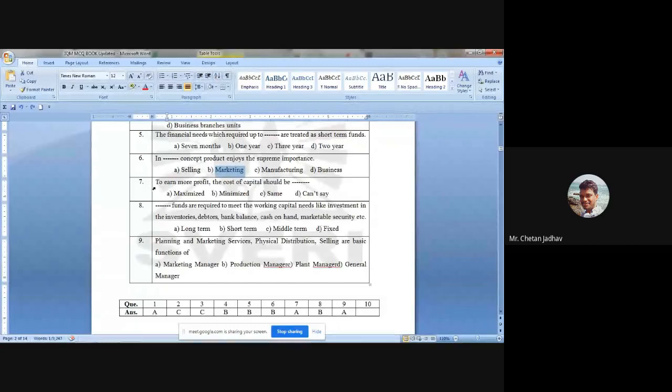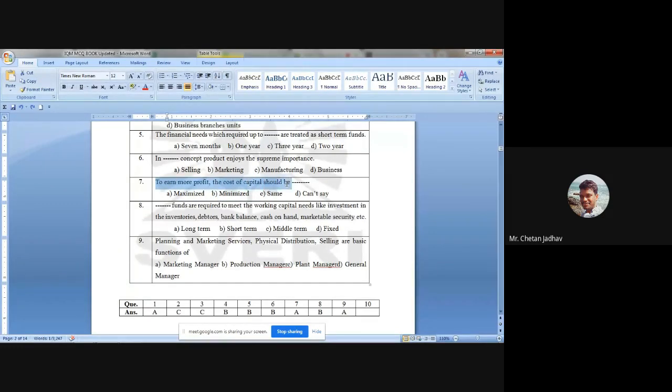Then next, to earn more profit, the cost of the capital should be. I think in this question a lot of students get confused. It is a simple question: to earn more profit, the cost of the capital should be. I thought you people thought like that, that to earn more profit the cost of capital should be minimized. I thought that was your answer, but the correct answer is maximum.